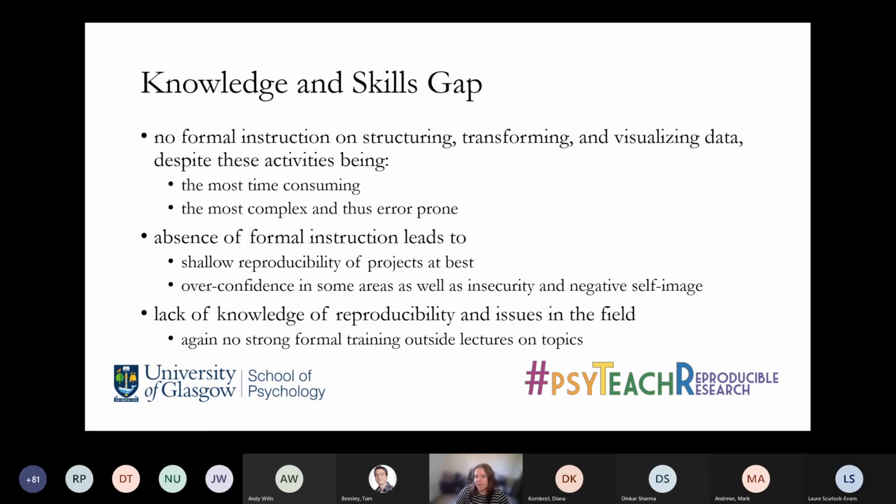That focus has led to a real knowledge and skills gap in our psychology graduates. And typically there's been relatively little time devoted to things like data cleaning or structuring, transforming data, despite the fact that, as Andy's already talked about, these steps are extremely time consuming. They're what we as researchers spend a lot of our time on, and they're complex and prone to error. And this manifests so clearly when we look at our final year dissertation students and what they're able to do and what we do for them.